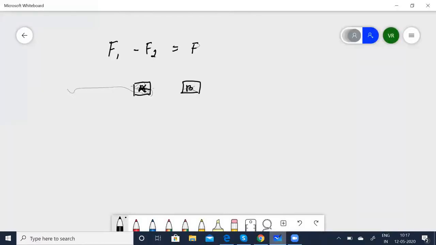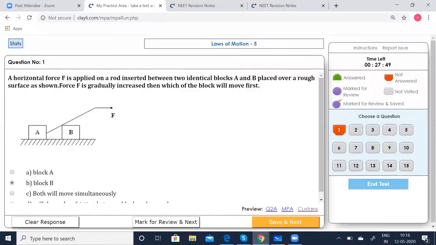F is going to be like this. Obviously it is touching here. My diagram is not perfect. Now you can see the force is also going in this direction. Since it is touching, it is also going in that direction. So this is F1 and this is F2. Obviously you can see that F1 is greater than F2, so block B will move first. Okay, the option block B is correct. Save that. Go to the next.